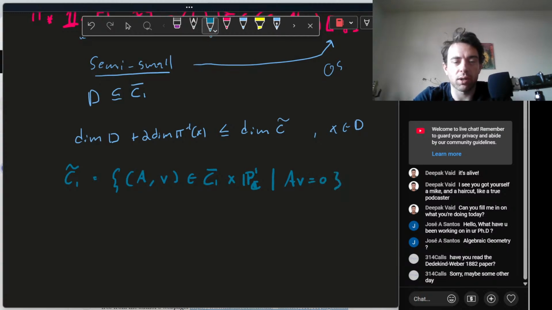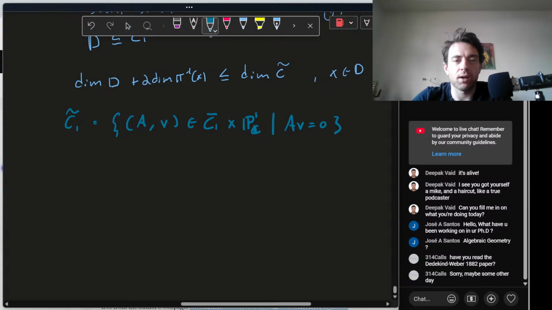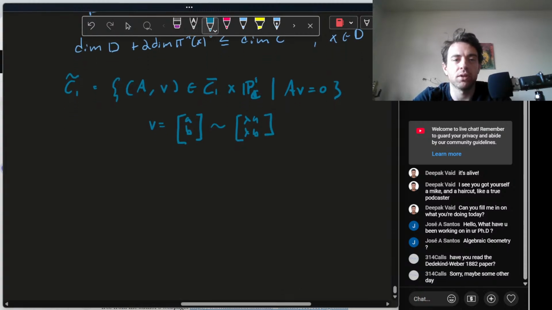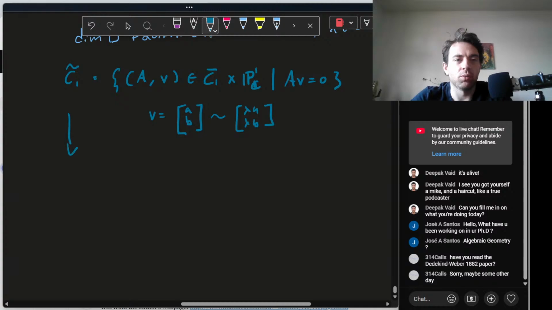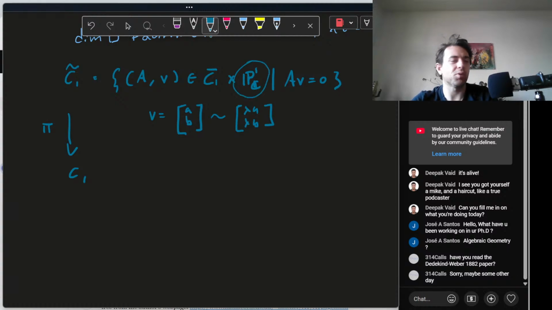So what I mean by that is I'm coordinatizing projective space to be vectors of this form, where of course this is equal to some non-zero scalar multiple, and not both coordinates are 0. And then the map will just be projection on the first factor. So, okay, this is not rigorous, but we're basically just multiplying by a copy of projective space. So it's going to be a proper map.